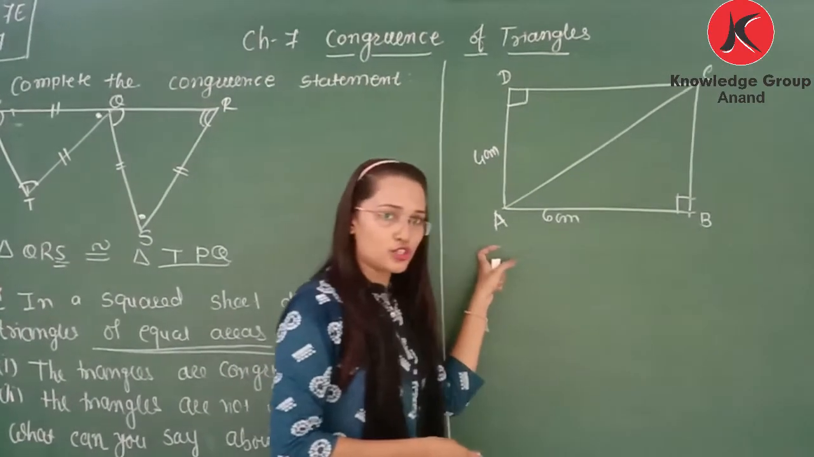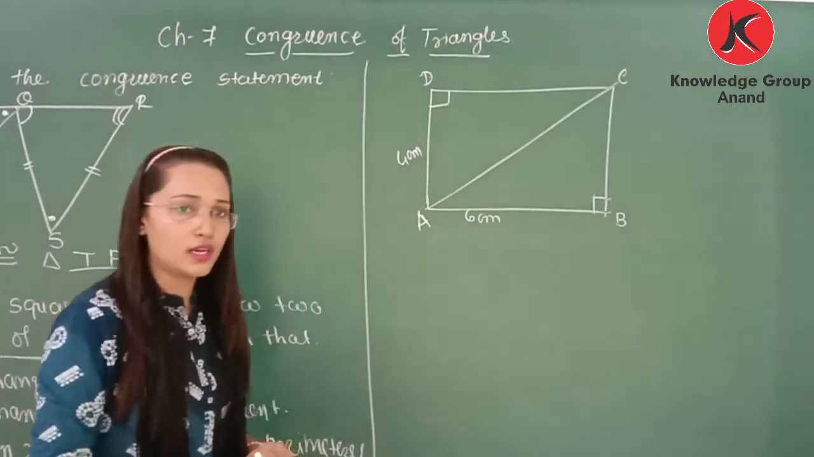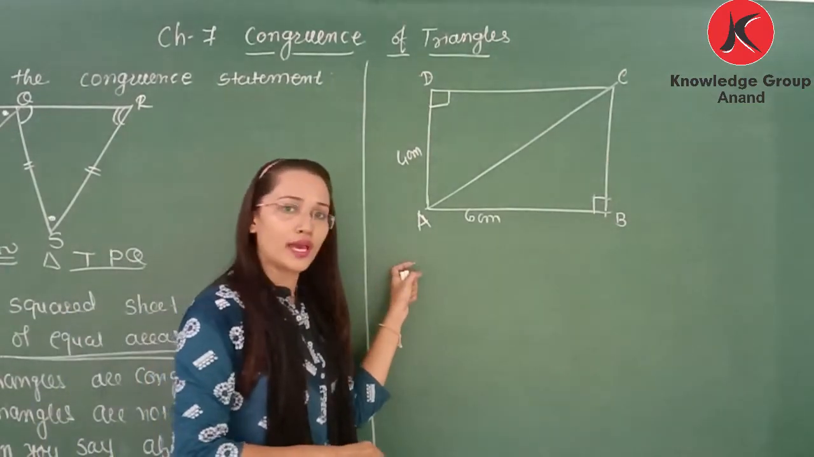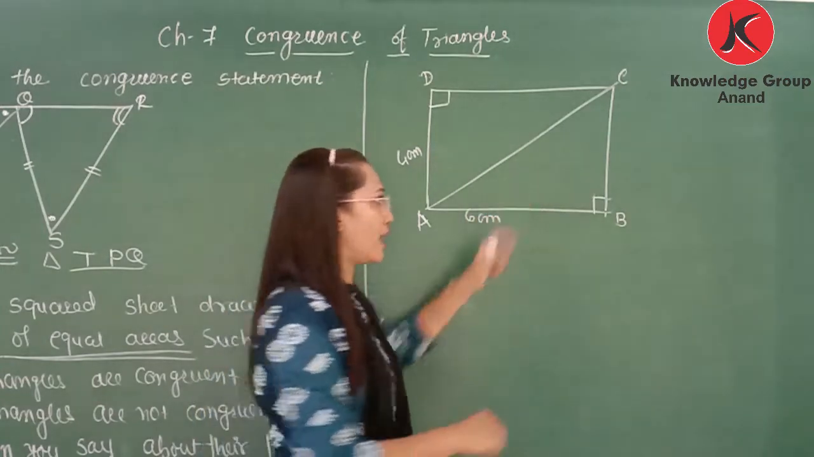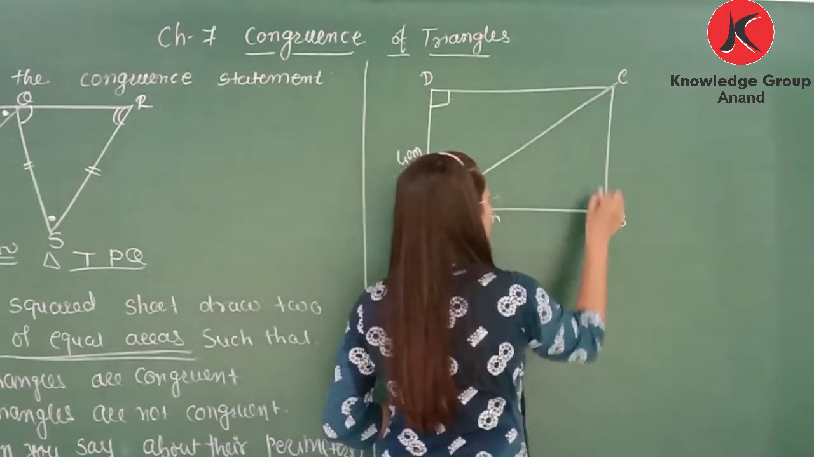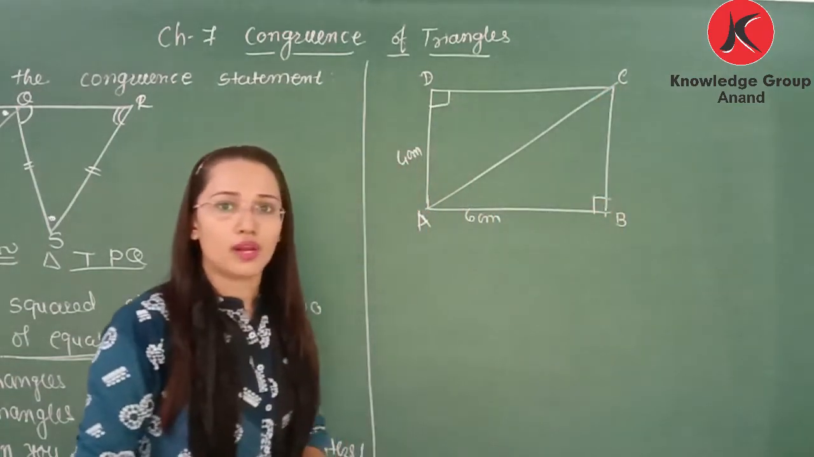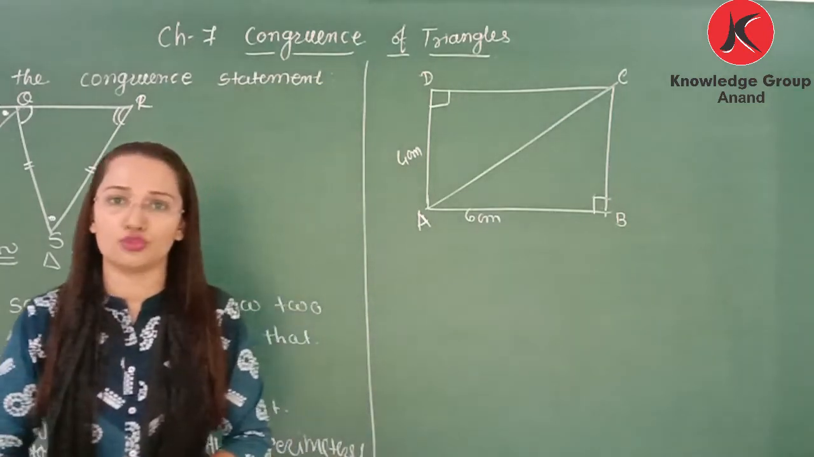Here we have a square sheet of paper, that I name ABCD. Now I need to draw two triangles such that they have equal area. So if we consider these two triangles, triangle ACD and triangle ACB, the areas are equal. How can we find the area of a triangle? It is 1/2 height into base.